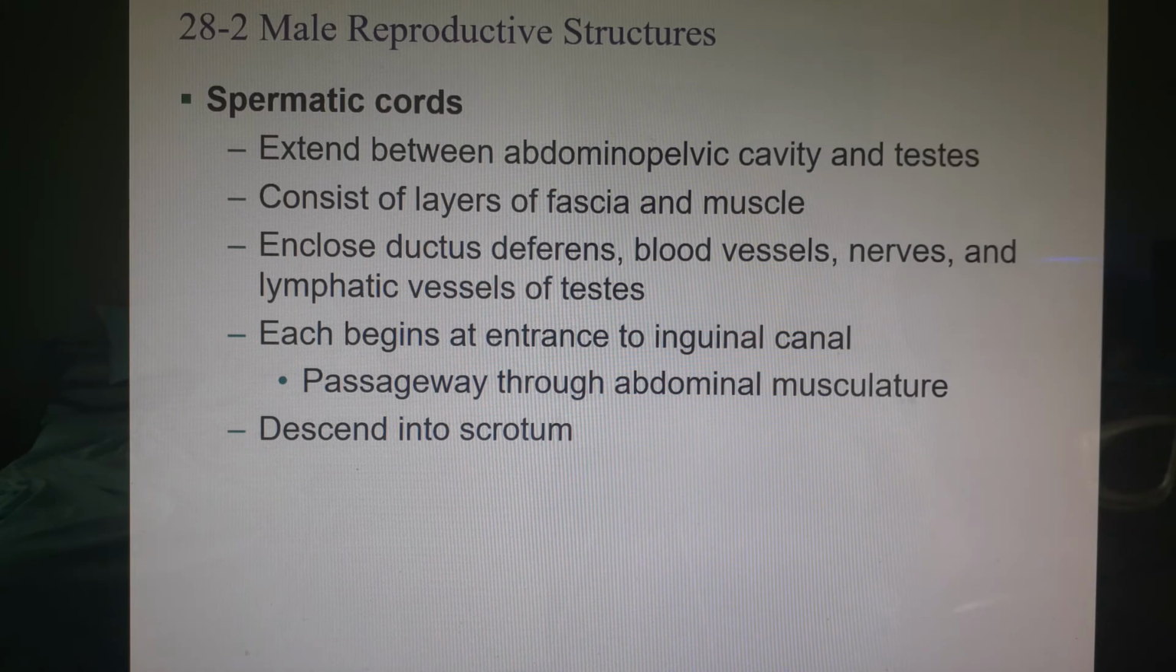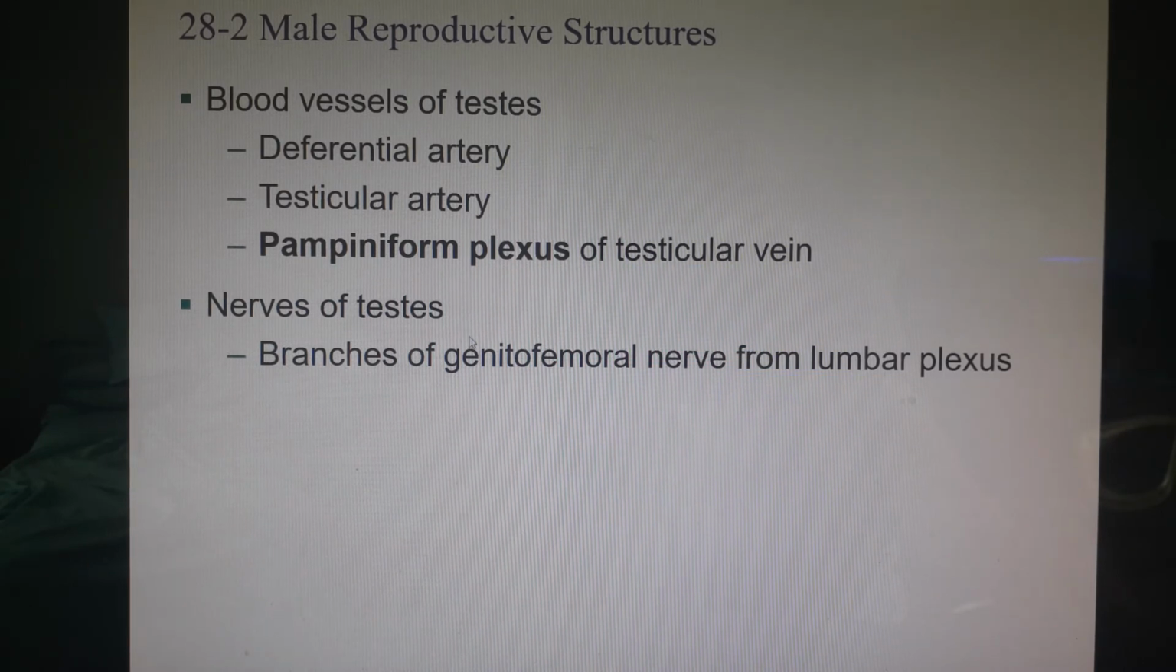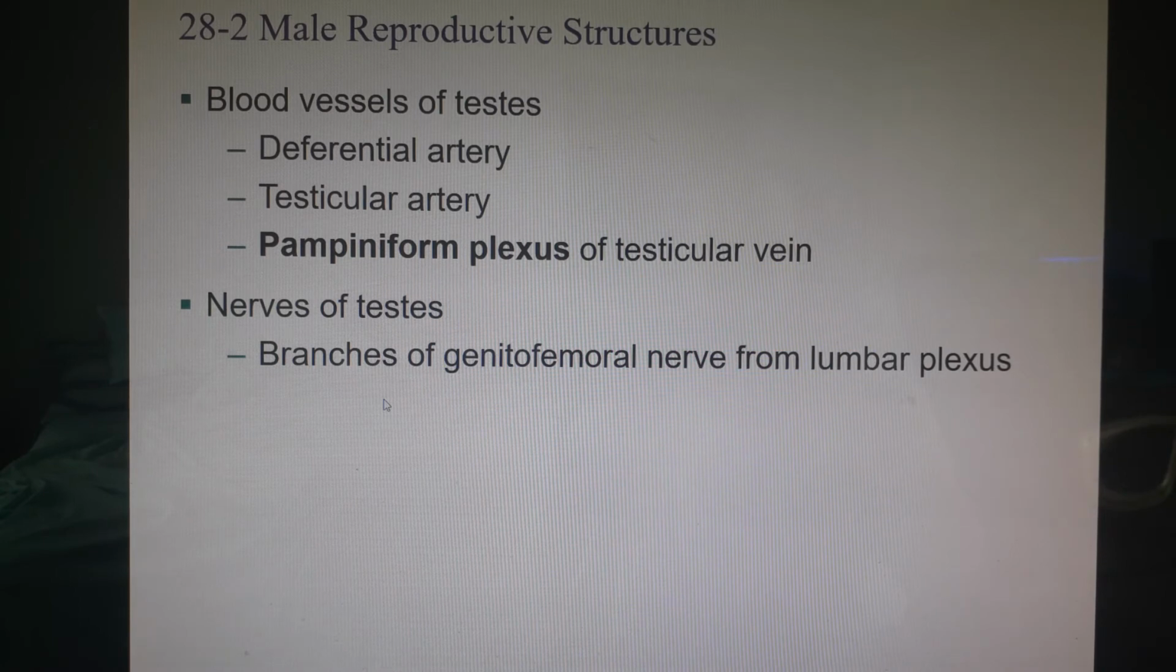and then they go into the scrotum. So the blood vessels of the testes are the deferential artery and the testicular artery. And for the testicular vein, we have this thing called the pampiniform plexus. I am not going to ask you any of these vessels on your test. The nerves of the testes are the genitofemoral nerve that comes off the lumbar plexus. Again, I will not ask you this on the test.